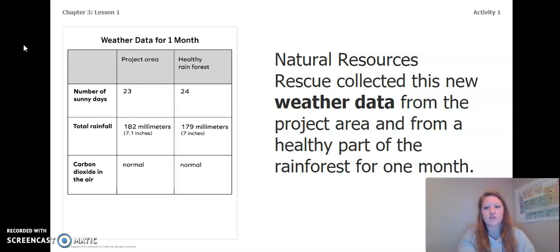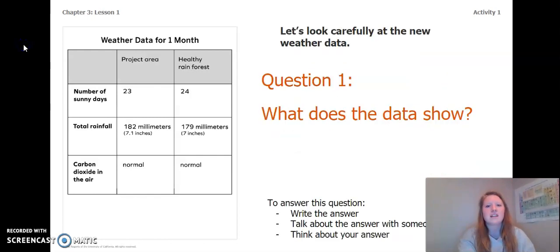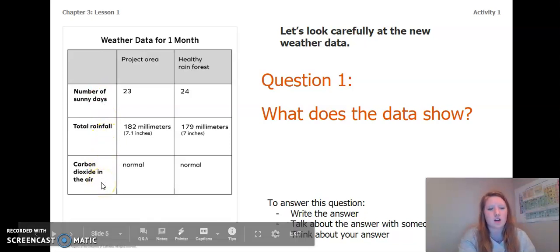Natural Resources Rescue collected this new weather data from the project area and from a healthy part of the rainforest for 1 month. Let's look carefully at the new weather data. So if you look at our table, we have our project area and our healthy rainforest. It's going to tell us about the number of sunny days, total rainfall, and the carbon dioxide in the air.